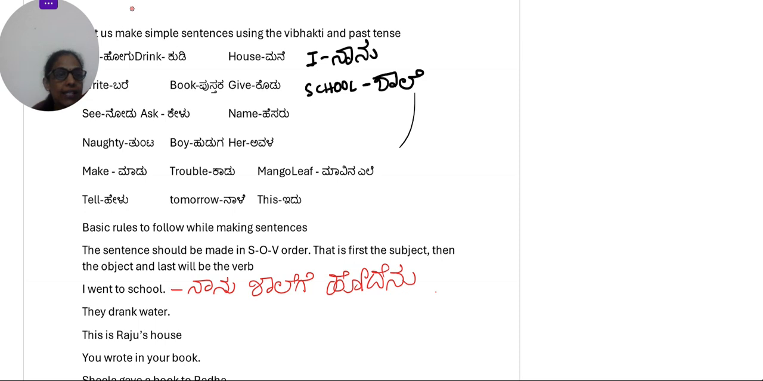Now let us take the second sentence. They drank water. So they is avaru. Okay, now first let us break it down as subject, object and verb. The subject is they. Okay, so they means avaru. Then object is water. Water is neeru. Then drank. So first we will just write down the verb. The verb for drink is kudi.